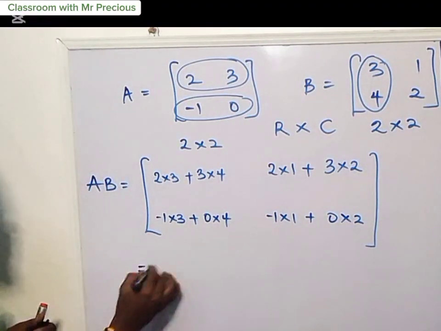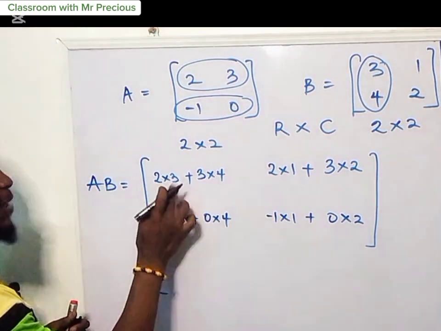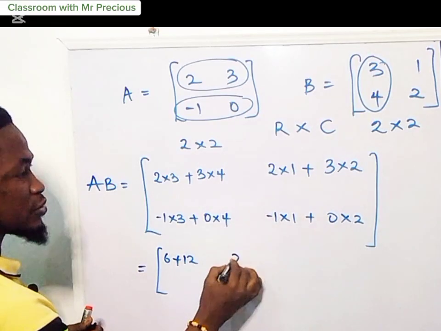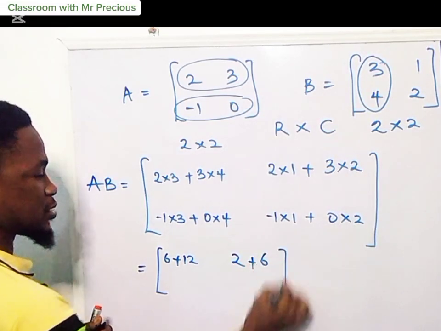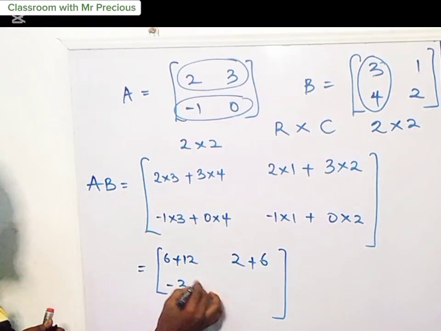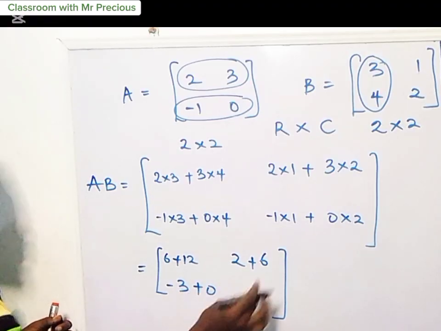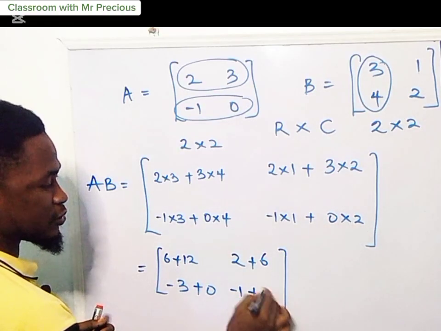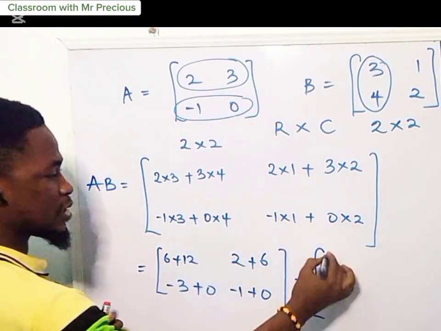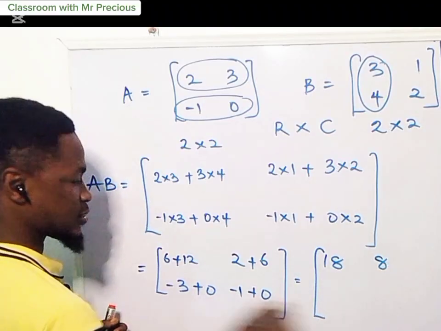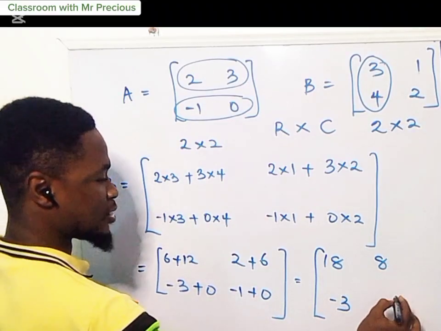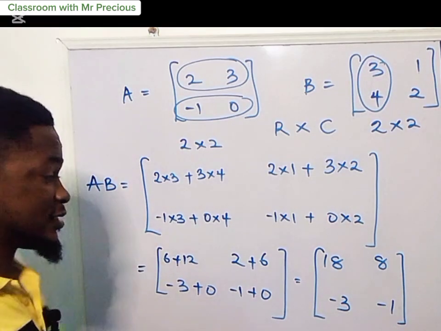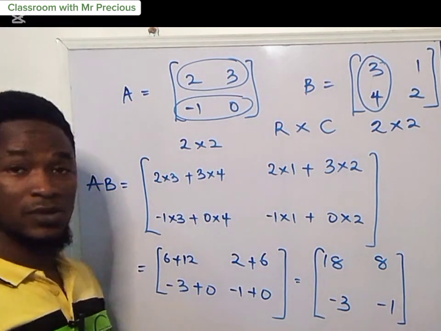Okay, so this becomes 2 times 3 is 6 plus 3 times 4 is 12. 2 times 1 is 2 plus 3 times 2 is 6. Okay, so this is minus 3 plus 0. Minus 1 plus 0. So this becomes 18, 8, minus 3, minus 1. Alright, so this is how to solve matrix multiplication.